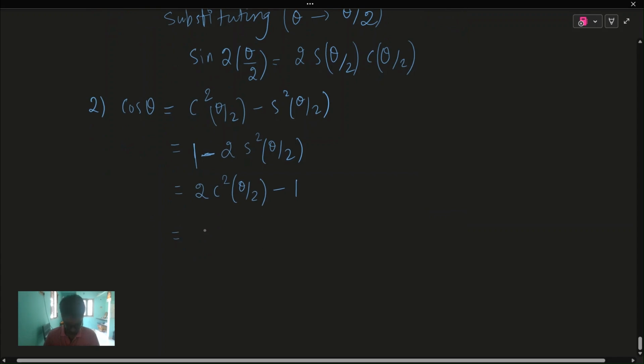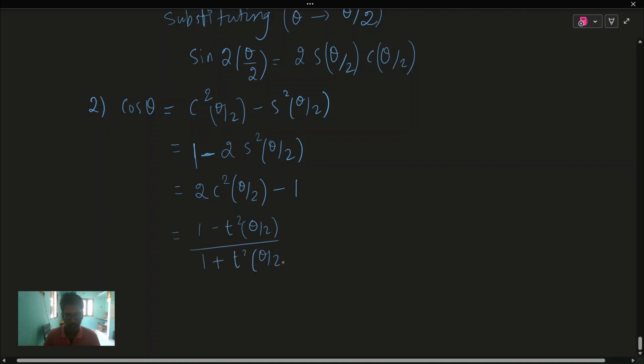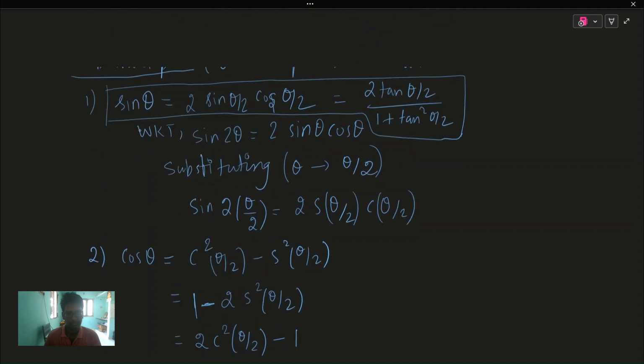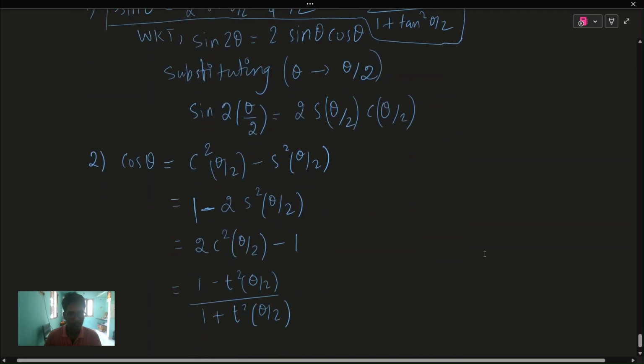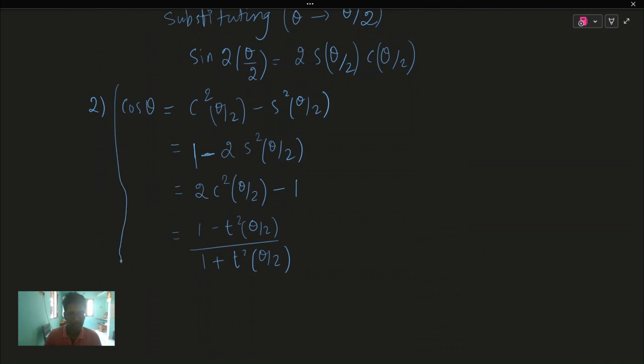Same way, we could also extend it in terms of tan theta by 2: 1 minus tan square theta by 2 over 1 plus tan square theta by 2. So yes, we have dealt with all of them. Let's put a big box.